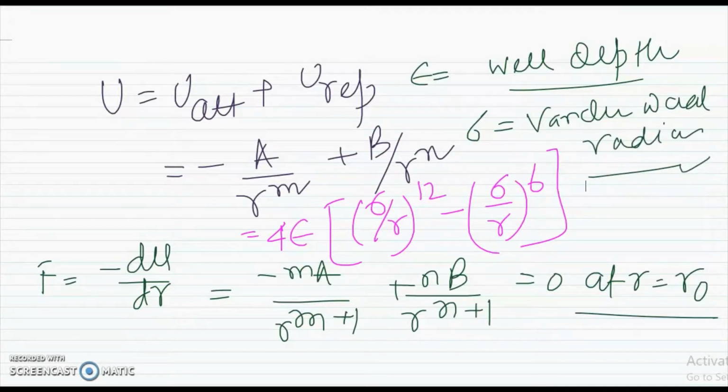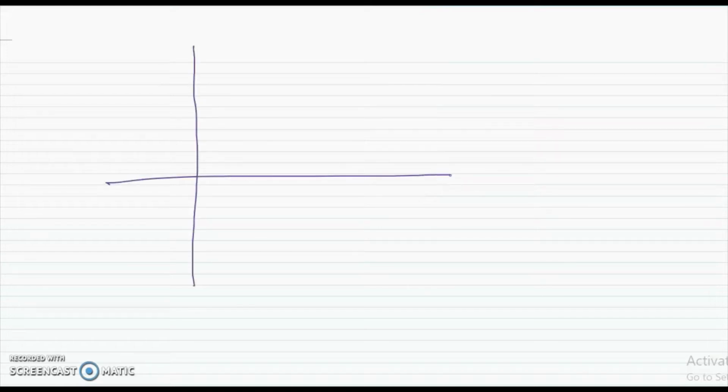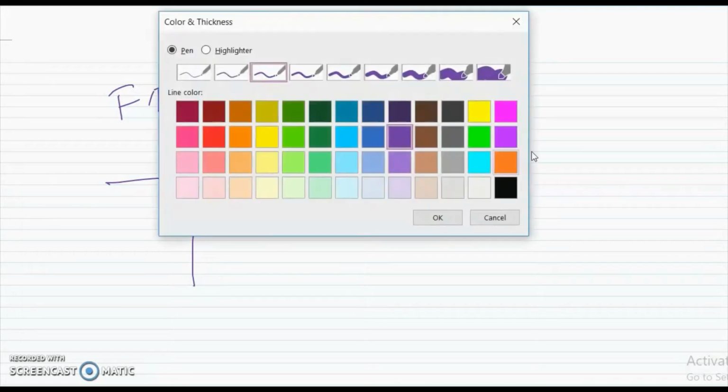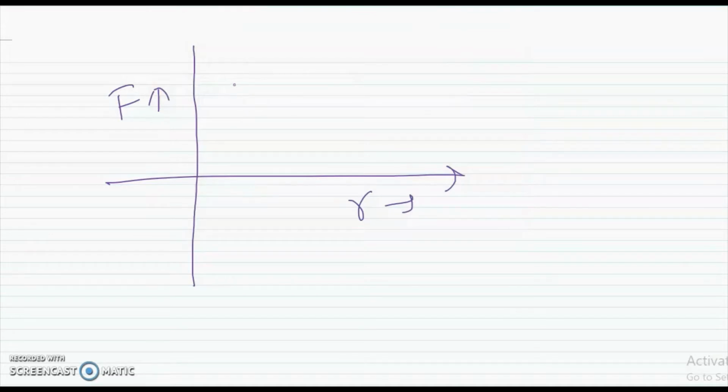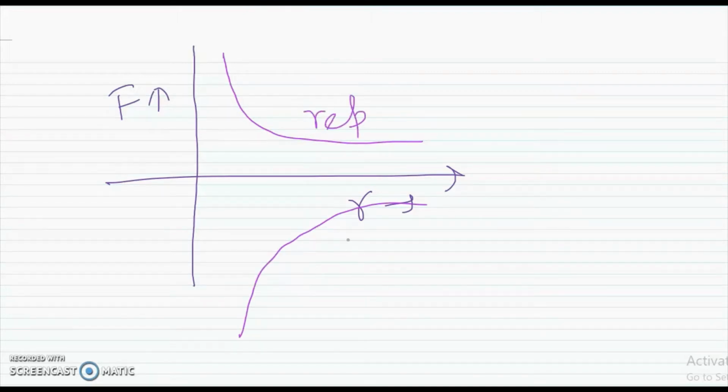So now if we plot the total force with the distance, this is the F with the distance R. We can see it has also two parts. One is the repulsive force, another one is the attractive force. The positive force will be the repulsive one, and the negative one will be the attractive one. So this is the repulsive one and this is the attractive one.